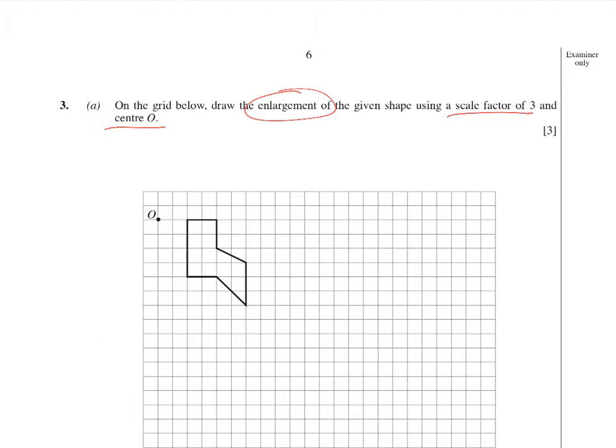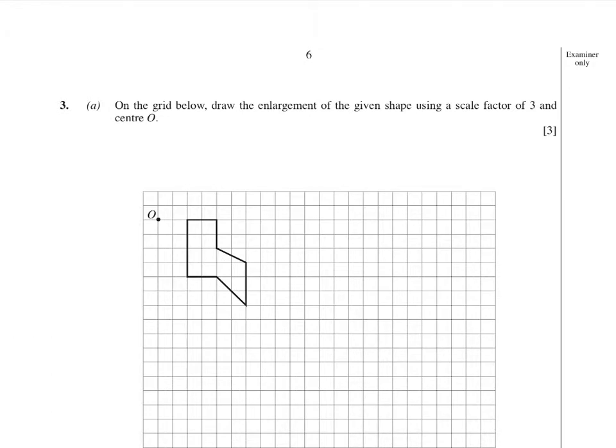They start drawing their shape 3 times bigger from here, so they start drawing something that looks like that all joined up, and that's wrong, okay? That's not what we're doing here, okay? What we are doing here is we are going to count.